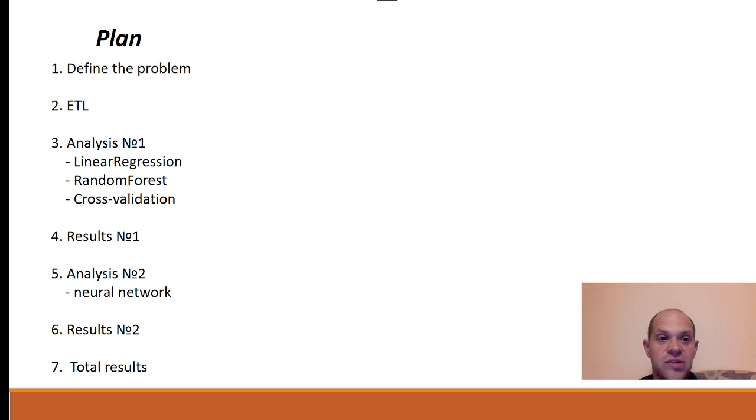So my plan was to define the problem. The next one is feature management. Then the third step is to make analysis number one and use linear regression, random forest, and cross-validation on my dataset. Then the next step is to analyze the results of calculation. The fifth step is to make analysis number two and use a neural network. The next step is to analyze results from my neural network calculations, and the last step is total results: compare results from analysis number one and analysis number two, and make a decision whether I get a very good result or not.